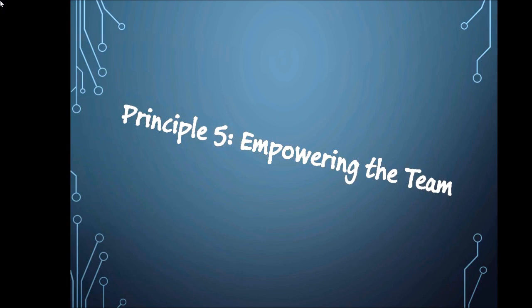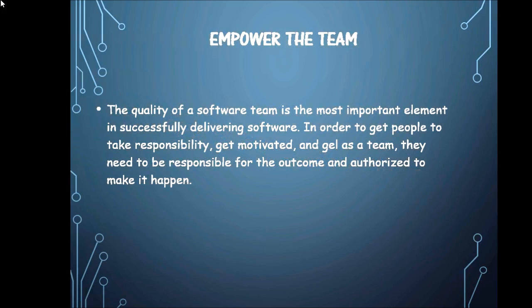The fifth principle, empowering the team. The quality of the software team is the most important element in successfully delivering software. In order to get people to take responsibility, to get motivated and gel as a team, they need to be responsible for the outcome and authorized to make it happen.